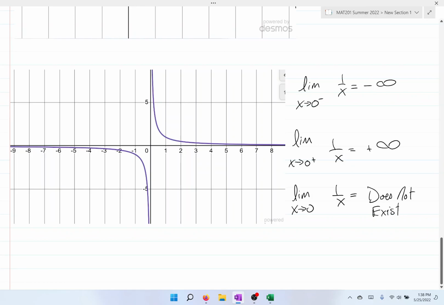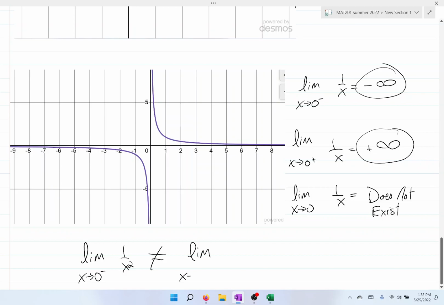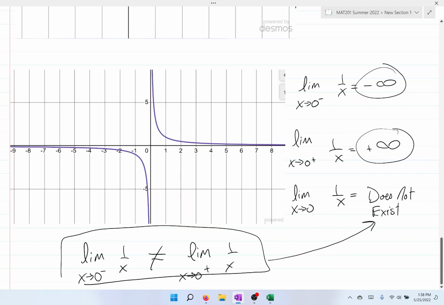And the reason for that is, on the left-hand side, we're approaching negative infinity, and on the right-hand side, we're approaching positive infinity. And since the limit as x approaches 0 from the left of 1 over x does not equal the limit as x approaches 0 from the right of 1 over x (not 1 over x squared, 1 over x), since the left-hand limit does not equal the right-hand limit, we know it doesn't exist. And that is our proof right there.